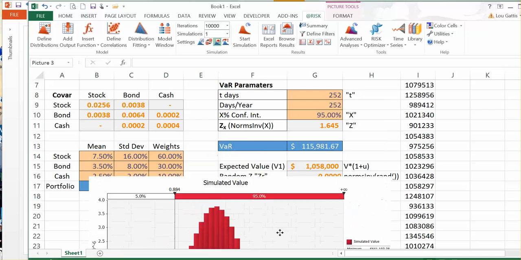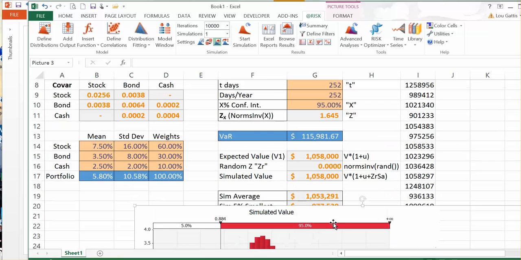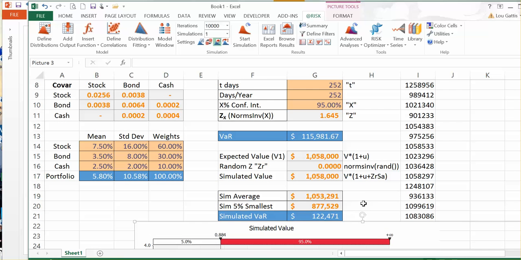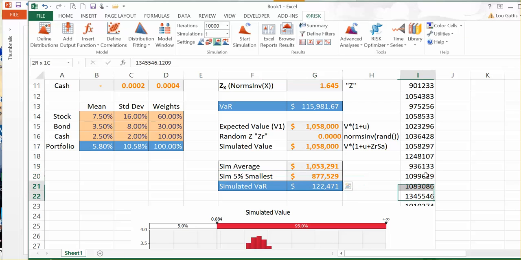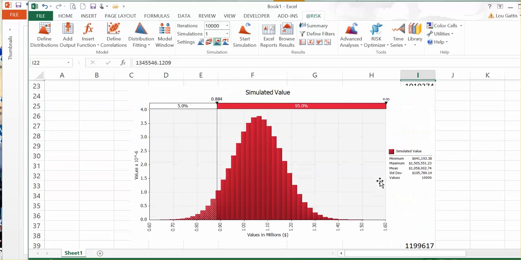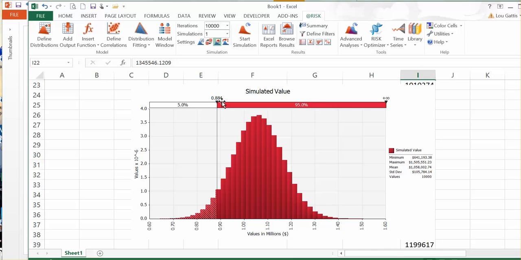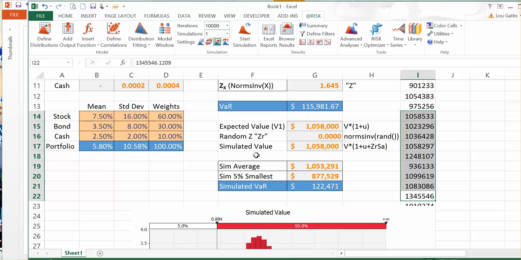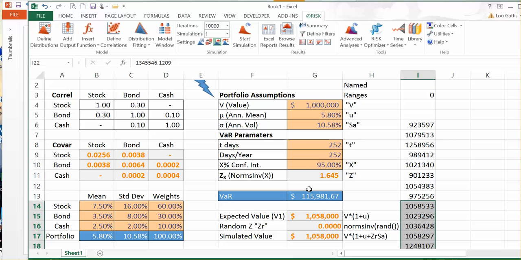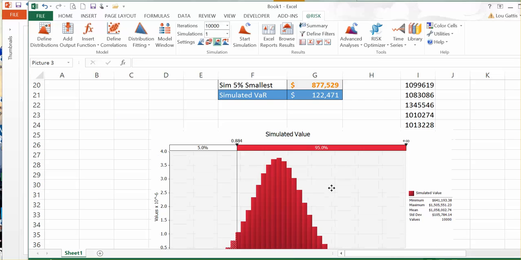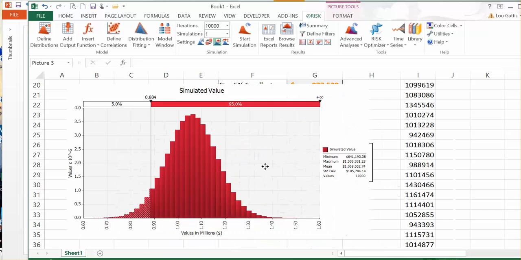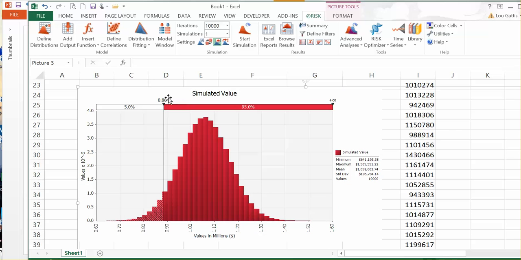And I will notice that 884 is roughly my 5% smallest, using my simulation of the macro. If I take the difference between 884 and my current portfolio of $1 million, I get $116,000.